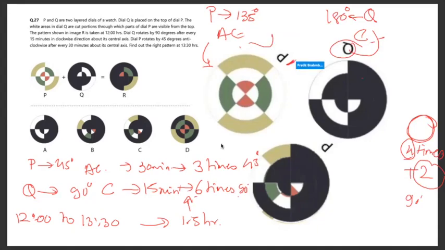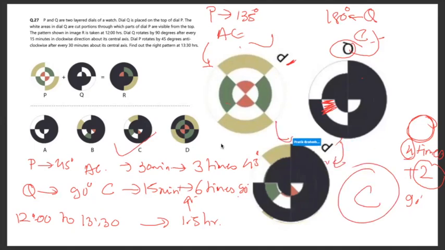When you overlay each other, what you will find is this green part will appear somewhere here like this. That is happening in only one option, which is option C, which is the correct answer. When you overlay each other, this is how the final object will look, which is exactly how C looks.